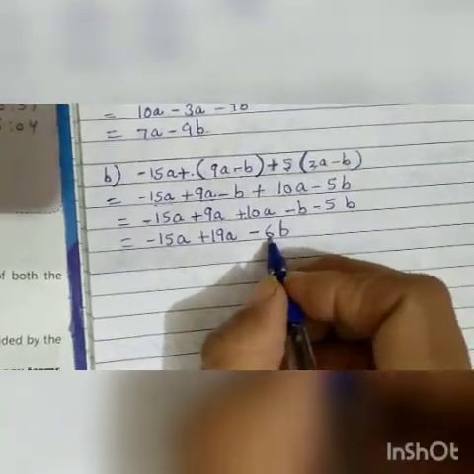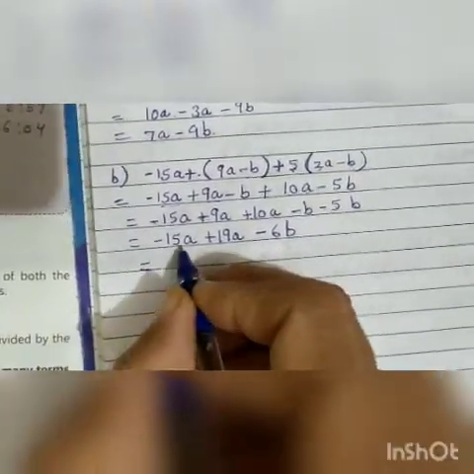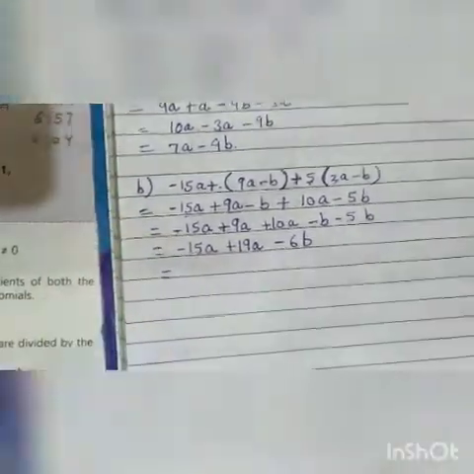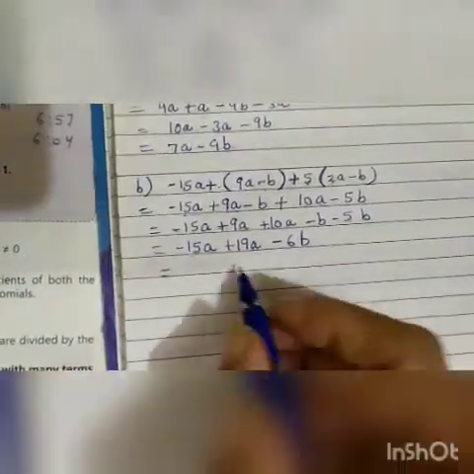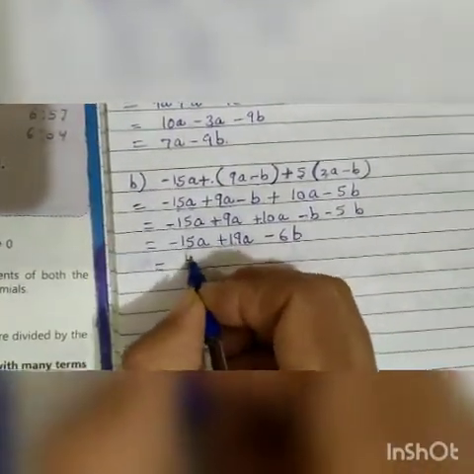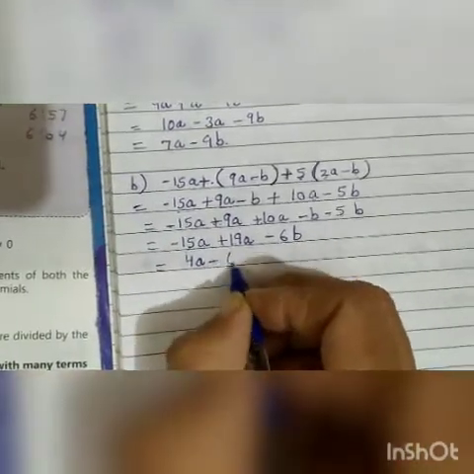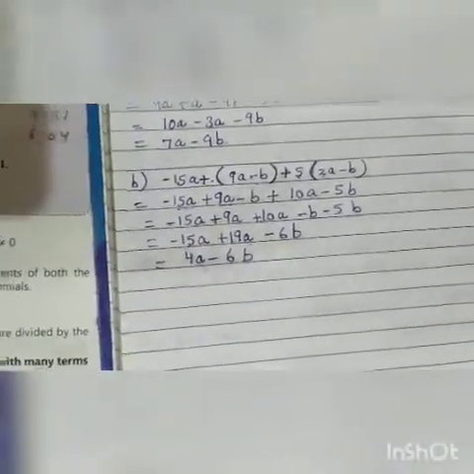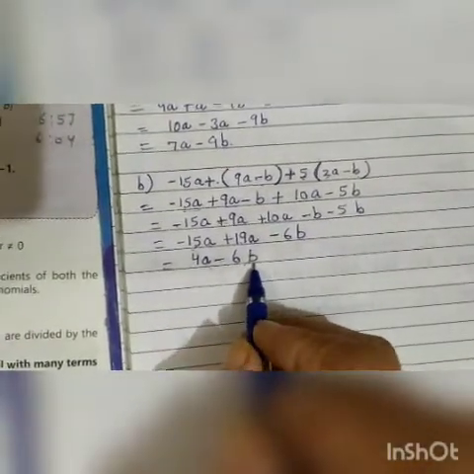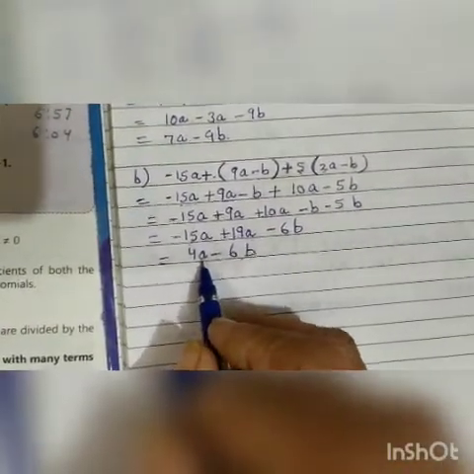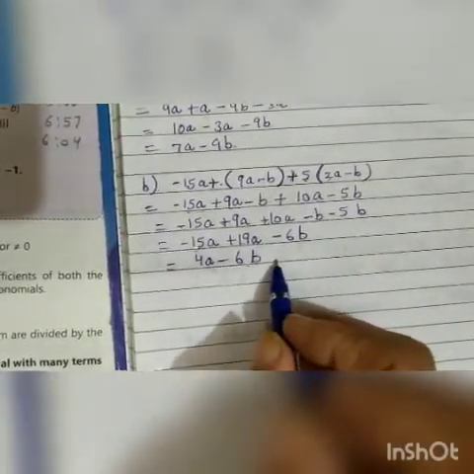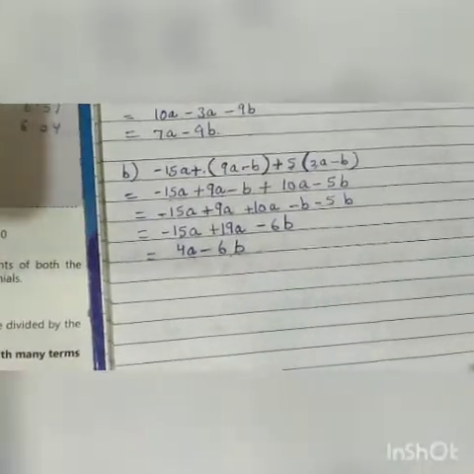Students, write carefully this 6 and b. Now this is 15a, this is 19a. Both are like terms. We will simplify these two terms. One is negative and the other is positive. So we will subtract the smaller one from the larger one. We will get plus 4a, then minus 6b. Now are these two terms like or unlike? These are unlike terms because here the literal factor is a and here the literal factor is b. So no more simplification is possible.